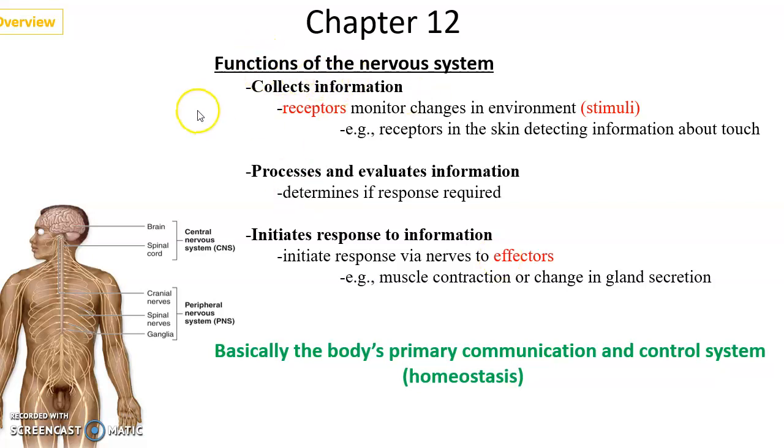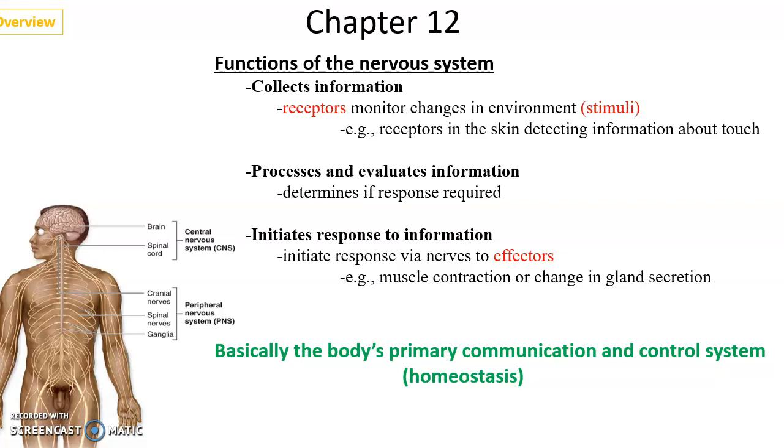The first is collecting information. The nervous system is constantly gathering information about both the external and internal environments. And it uses structures called receptors. These receptors monitor changes, say in blood pressure, and the receptors in our skin detect if we are touching something or something is touching us, and collect that information, often known as stimuli.